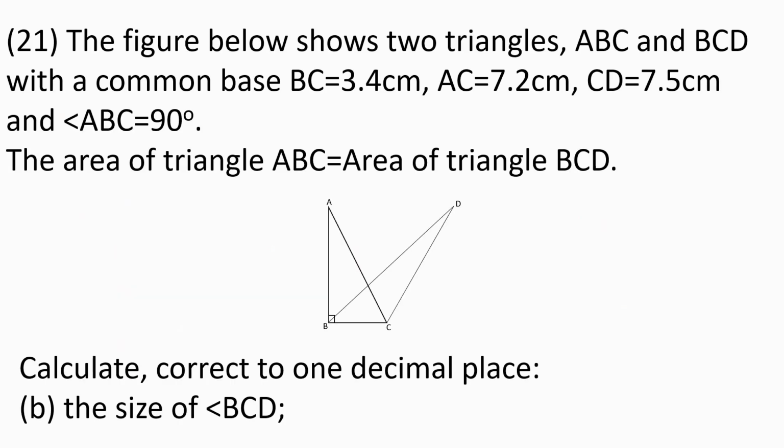Question 21, part B. Calculate, to one decimal place, the size of angle BCD. We've been given the length of BC as 3.4 centimeters, CD as 7.5 centimeters, and we have obtained the area of ABC, which is equals to the area of BCD, and it's equals to 10.7 as obtained in part A. So since we've been asked to find the angle BCD, we can use the formula of obtaining the area of a triangle given two sides and the angle between them, and the formula is a half ab sine C, whereby our a is BC, our b is CD, and sine C is sine angle BCD, which we can leave as sine C. We substitute the figures.